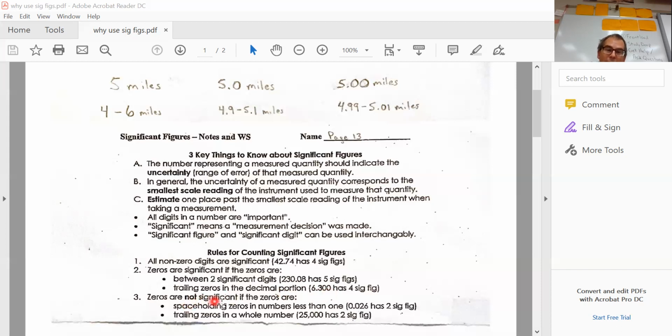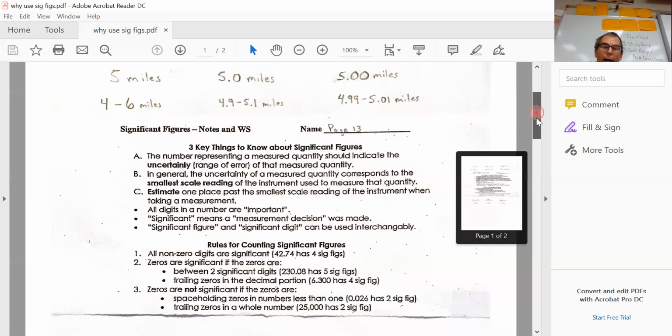Zeros that are not significant are placeholding zeros in numbers less than 1 right after the decimal, like the 0 in 0.006. It's a placeholder, but it's not a measurement decision. Also, trailing zeros in a whole number are not significant. And here's an example to highlight that.